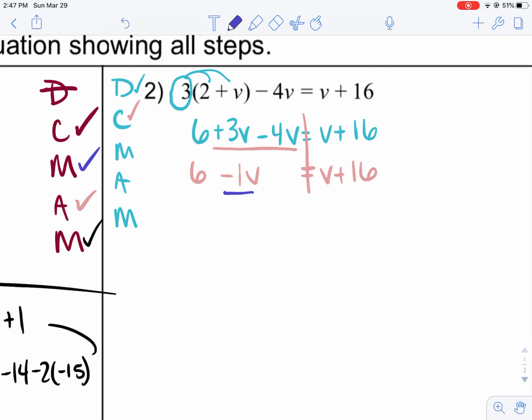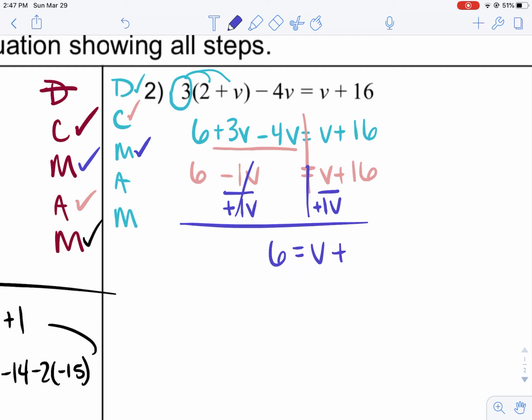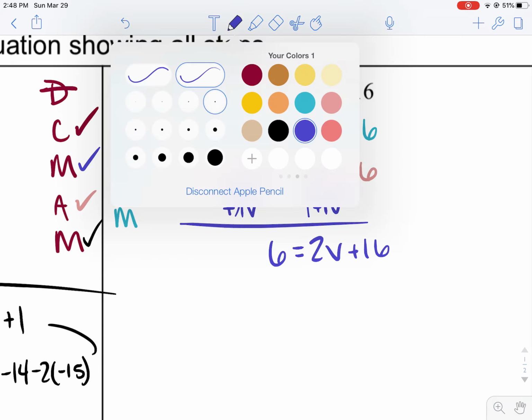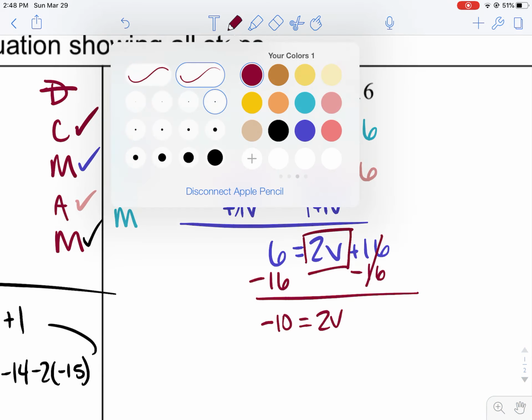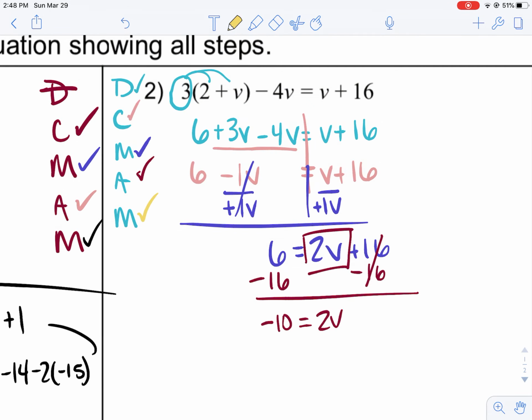Next, I have V's on both sides, so I will need to move V's to the same side. I don't want the negative, so I'm going to add 1V to both sides. Oops, sorry, 2V's. Next, on the same side as V is a 16, so I'm going to move that to the opposite side. So 6 minus 16 is negative 10. And then the last step is divide both sides by 2, so V is negative 5.